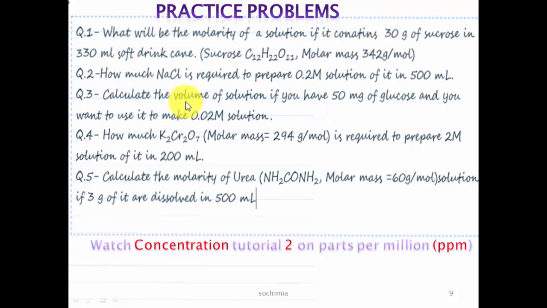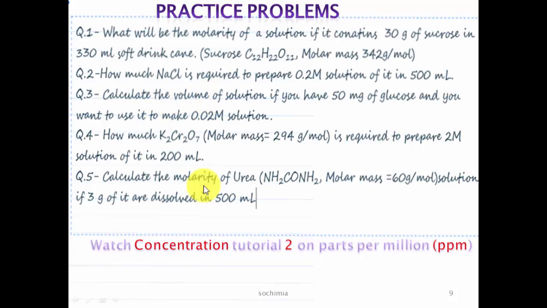Similarly, question number 3 is to calculate the volume of solution. If we have 50 milligrams of glucose, C6H12O6, with 180 gram per mole as the molar mass, and you want to use it to make a 0.02 molar solution. It's a bit complicated problem, but you have the molarity here, the mass of solute here, and the molecular mass of glucose, 180. You need to calculate the volume of solution.